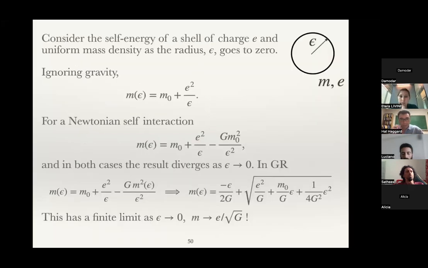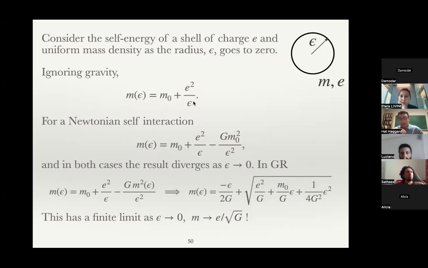So what is this example? The idea is to consider a uniform mass density at a radius epsilon, so that it's a little spherical shell that carries a charge e. And I want to calculate the mass, in the general relativistic sense, the mass energy of this shell of charge and mass. So if we ignore gravity, well, it's just however much mass we put down, plus the non-dimensionalized, that is, I set some constants equal to 1, energy of the self-energy of the electric charge. So the total mass is just m0 plus e squared over the radius of the sphere.